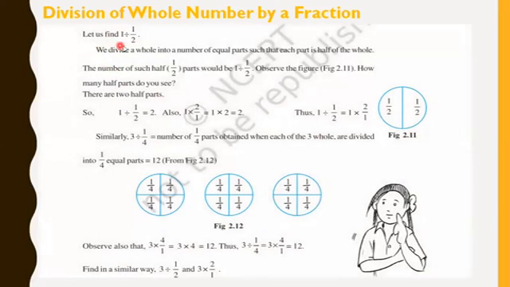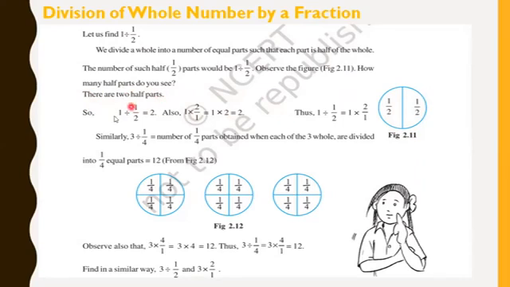See now, let us find 1 divided by 1 by 2. One whole number with a fraction, how will we do it? We divide a whole into a number of equal parts such that each part is half of the whole. The number of such half, 1 by 2, parts would be 1 divided by 1 by 2. Observe figure 2.11. Here this is a whole and here they have divided it into 2 equal parts, so you will get halves. Now how many half parts do you see in this? We see 2.